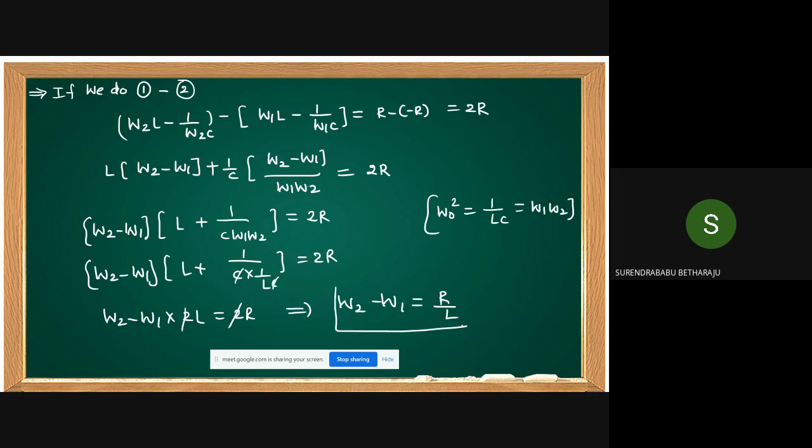This is equal to R by L. This is in radians per second, because these are the cutoff frequencies, omega 2 minus omega 1 equal to R by L. What is omega 2 minus omega 1 called? Therefore, omega 2 minus omega 1 is the bandwidth. One of the formulas for bandwidth equal to R by L. Very, very important 5-star formula.